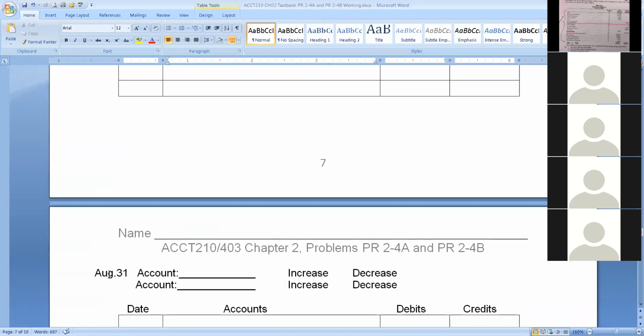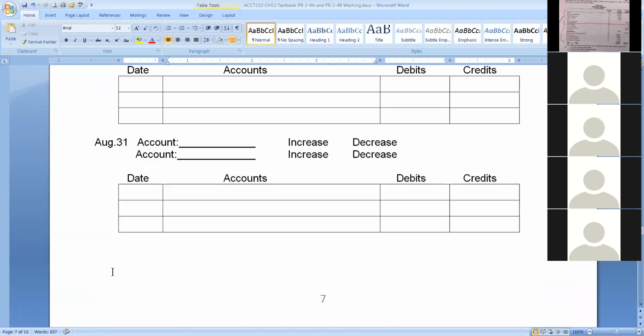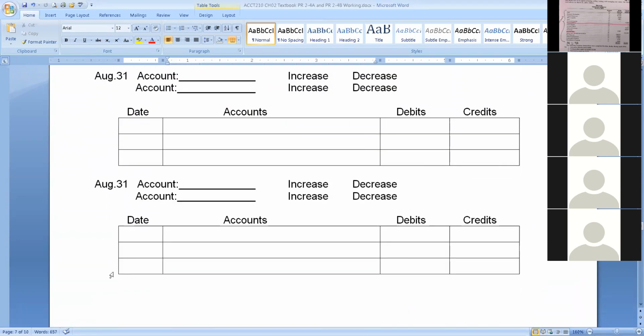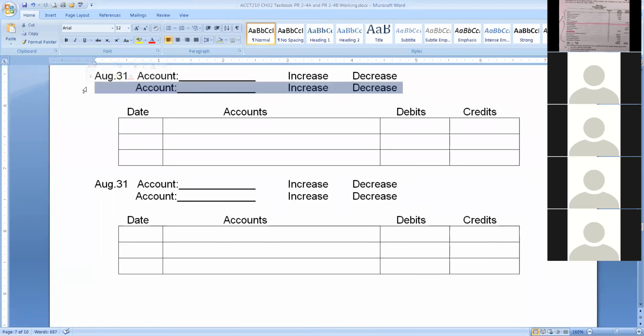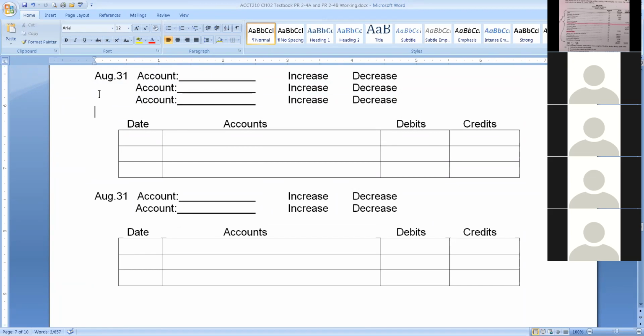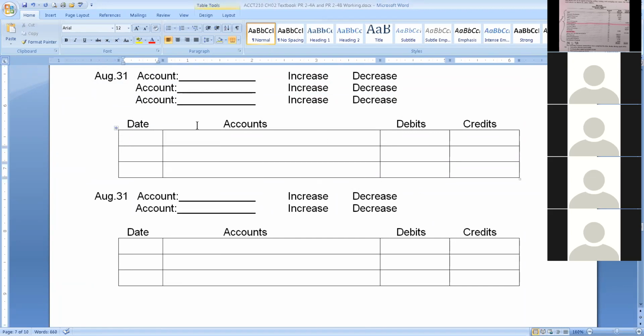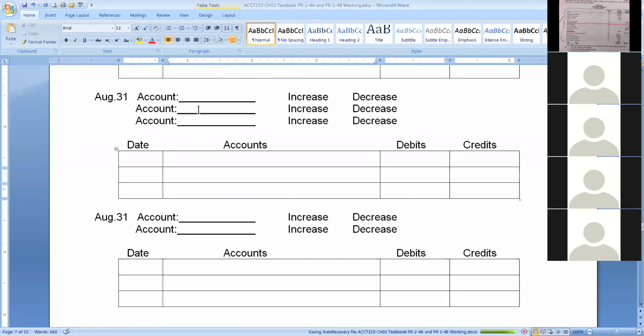There's actually 6 on August 31st, which I know is kind of a lot. If you go to page 7, the second one from the bottom on page 7, you're going to have 3 accounts. Well, you have 3 places here anyway. But yeah, so on the 31st, there'll be 3 accounts.